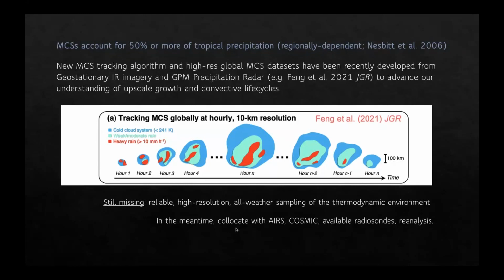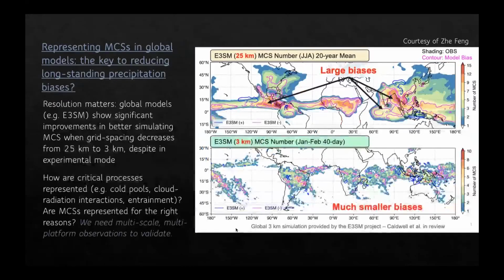However, what's still missing to advance our understanding, looking across and using these data sets, is reliable, high-resolution, all-weather sampling of the thermodynamic environment. And MCSs are thought to be not well represented in climate models. In fact, they're not represented at all in terms of memory and propagation, yet they're responsible for 50% or more in certain regions, up to 90% in certain regions, of all precipitation that falls in the tropics.